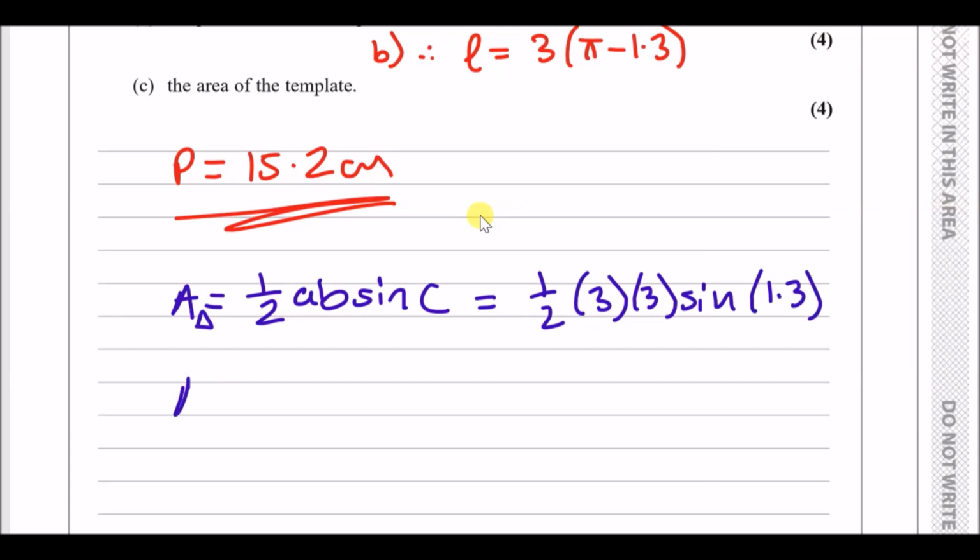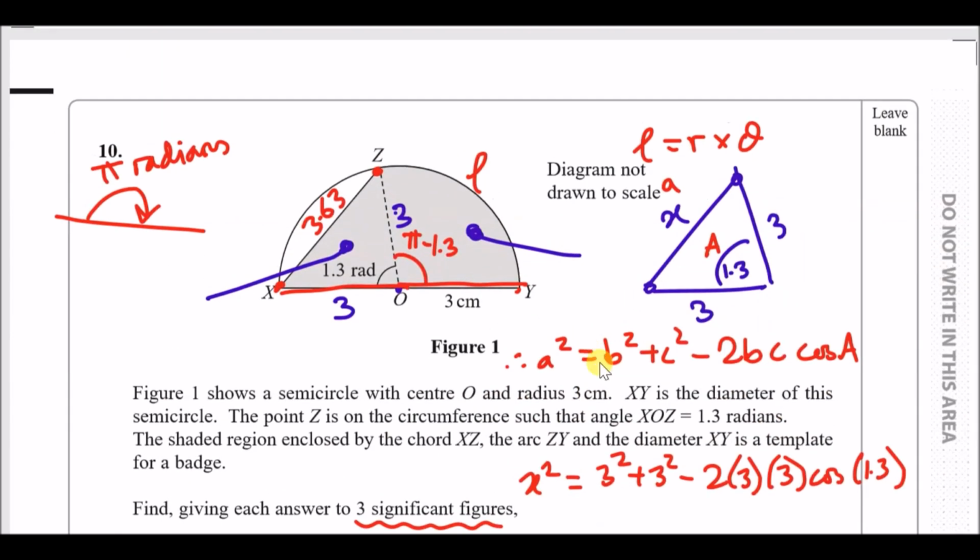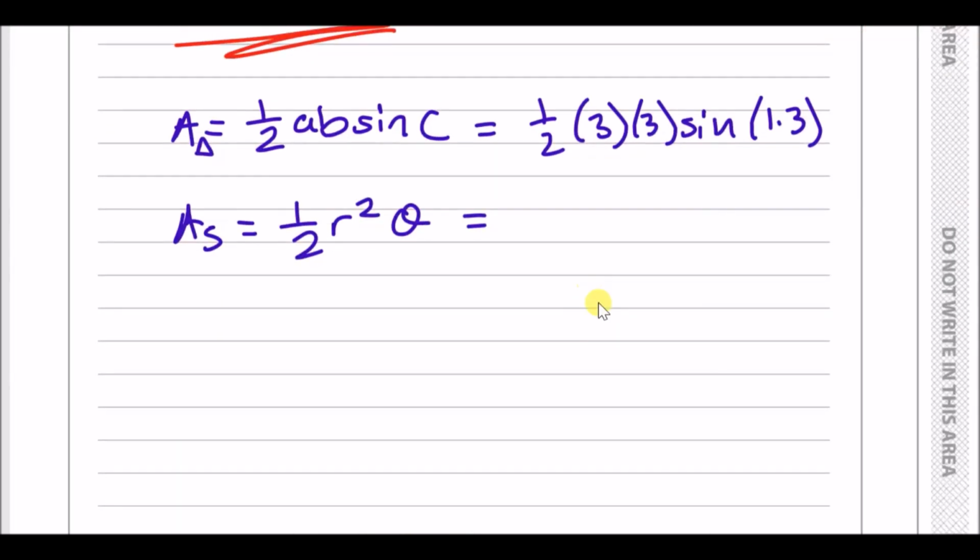And now for the area of a sector, it's always going to be half r squared theta, where theta is the angle and r is the radius. So looking at our sector, our sector is this bit. Well, we can see that the angle we found before was pi minus 1.3, and the radius is 3. So it's going to be half times 3 squared times pi minus 1.3. In your case, if you already worked out this angle, just replace that instead.